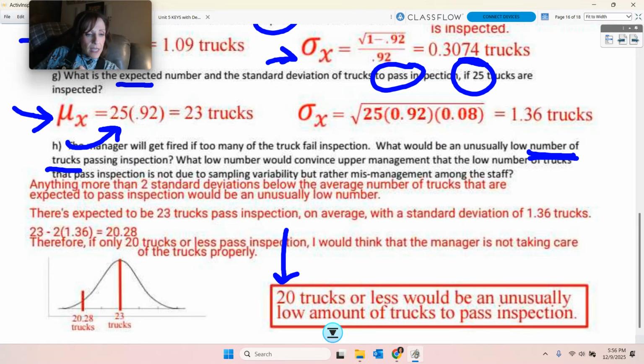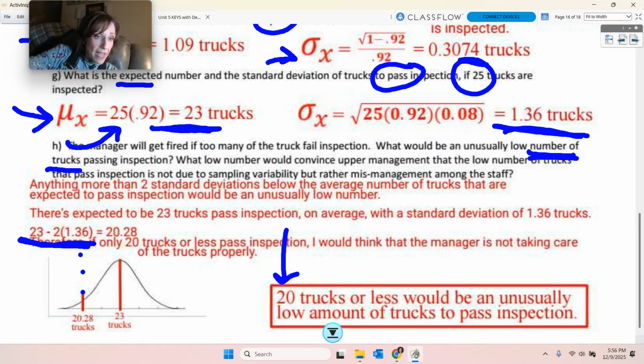So I've got the 2 standard deviations. I did 23 minus 2 standard deviations. Of course, I'm using the mean and standard deviation from part G. So that's a fence. There's my outlier fence at 20.28. So how many trucks is the outlier? 21 is inside the fence, not an outlier.